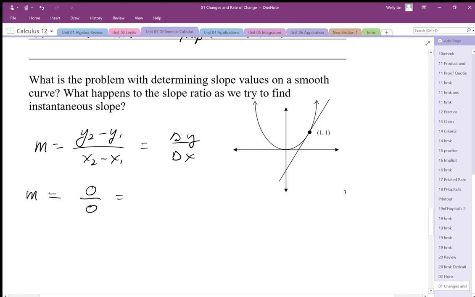Well, in fact, 0 over 0 could equal anything. So this is a big problem. In this specific case, it's equal to 2. But 0 over 0 could be equal to 0, could be equal to -2, it could be equal to 15, it could be equal to infinity. We don't know. It all depends on how we get there. So this is a big problem here. Our slope here of the tangent line, this is our slope of a tangent line.